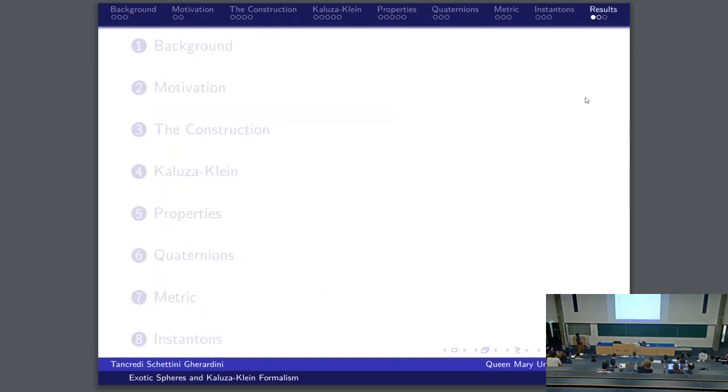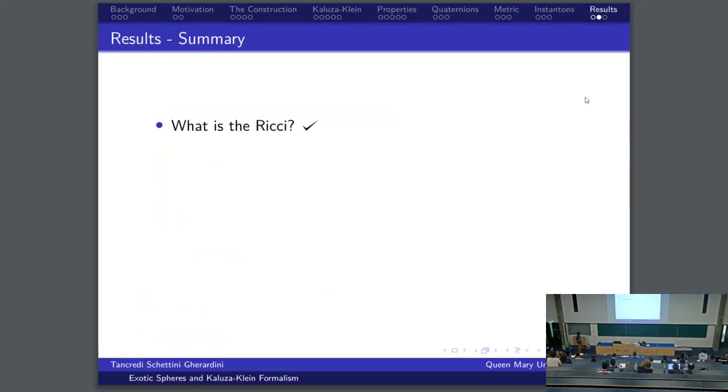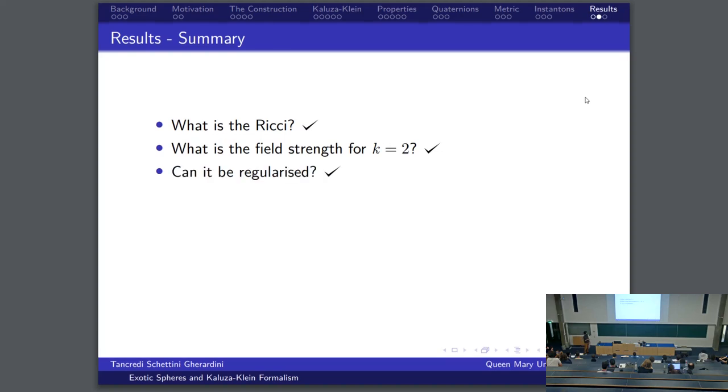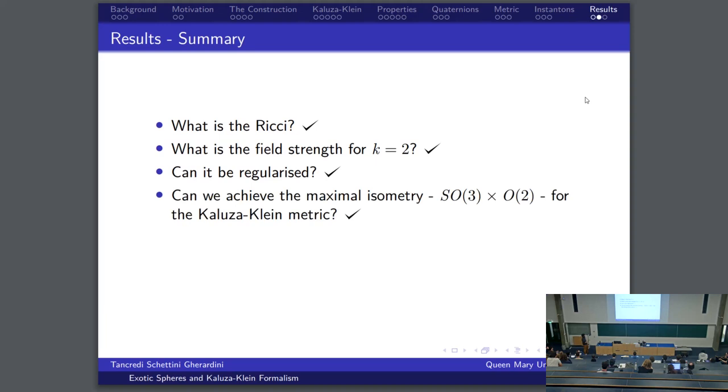Now, just to summarize, I've covered all of that. The Ricci, I gave you an expression for. The field strength for the k equals 2 instanton, I gave you an expression for as well, and it could be regularized as well, which was important, otherwise we would have got a singular metric. Then we identified the special point in the moduli space, which gives you the maximal isometry that you can have, and you cannot have anything bigger than that.